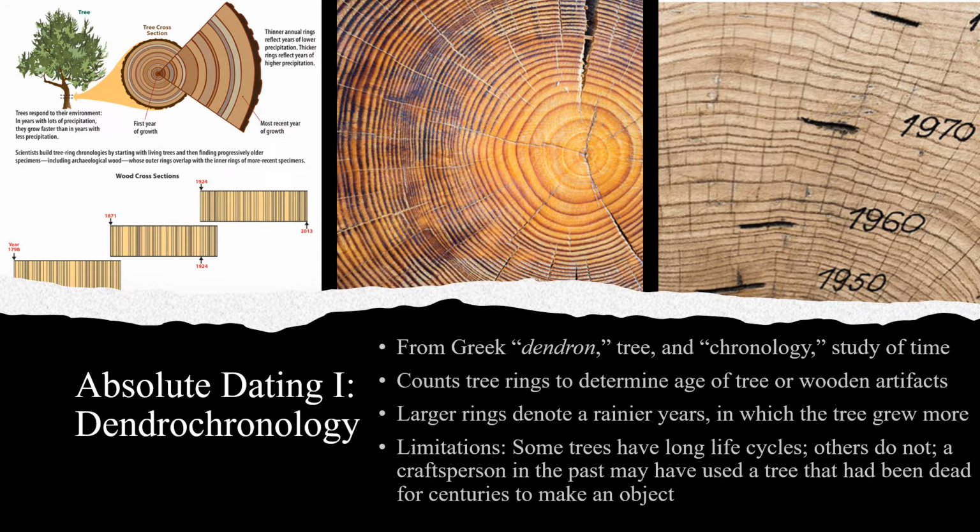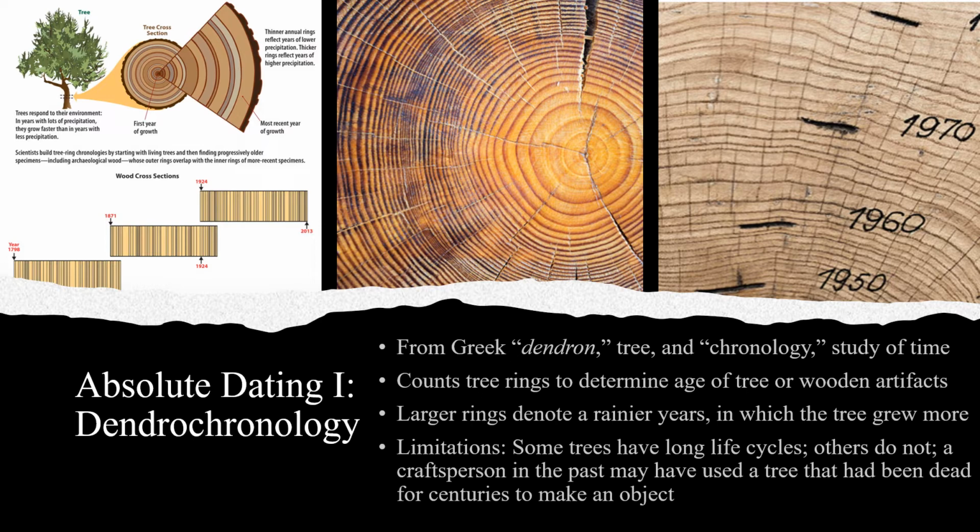Dendrochronology counts tree rings to determine the age of a tree or the age of a wooden artifact where tree rings are evident. Larger rings denote rainier years, in which the trees grew more. There are, of course, some limitations with dendrochronology. Some trees have very long life cycles of centuries, even millennia. Other trees only live for a few years.